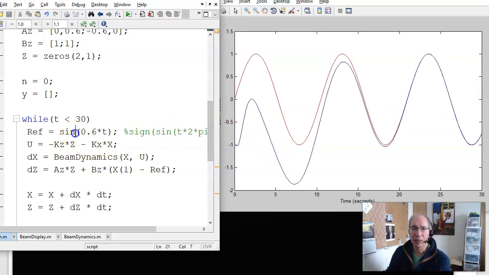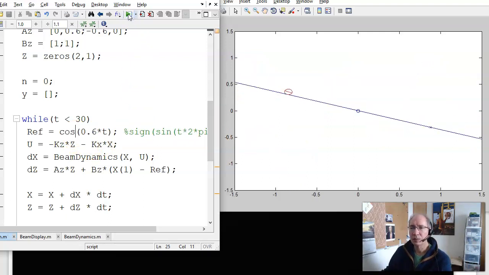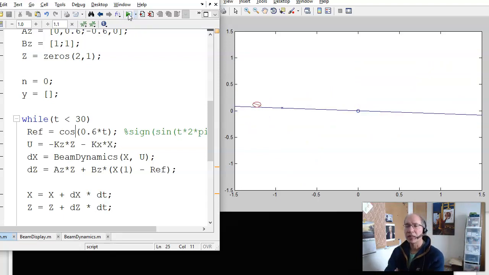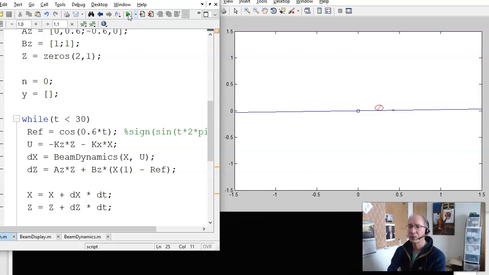Suppose instead I make this a cosine function. Really makes no difference. It will track any set point that is 0.6 radians per second. So it's starting to lock in. Here is getting smaller. And there it nailed it. So that's the servo compensator.